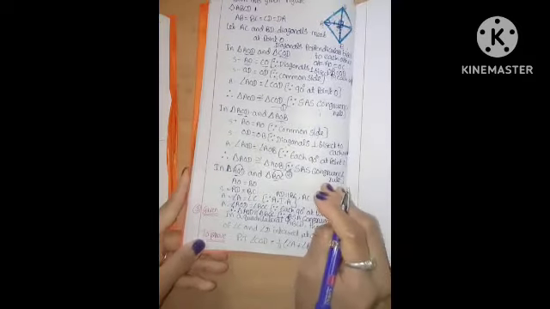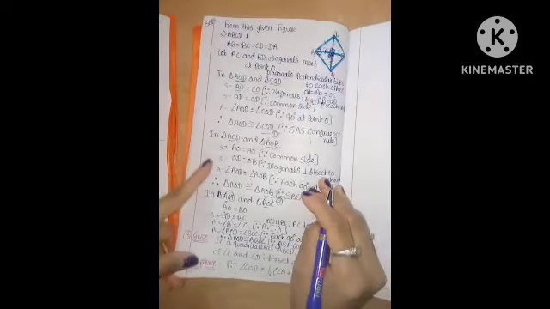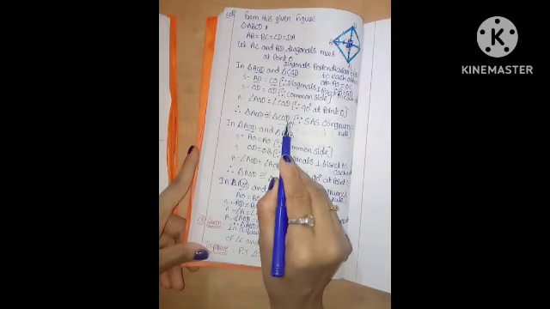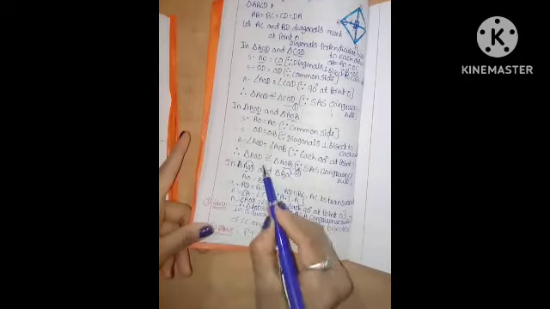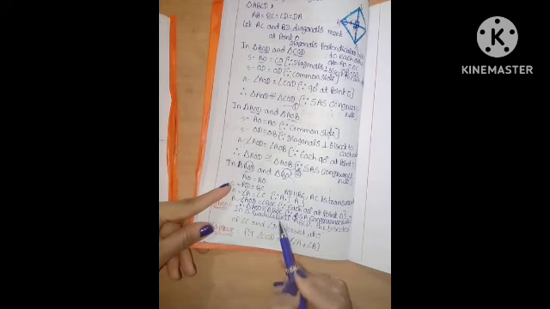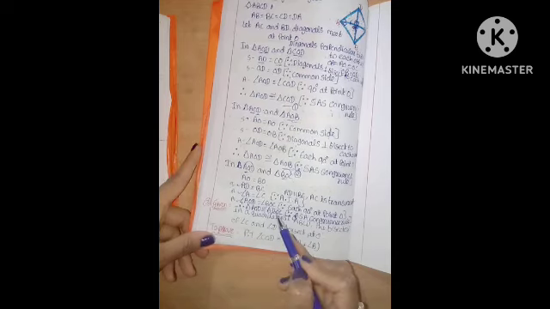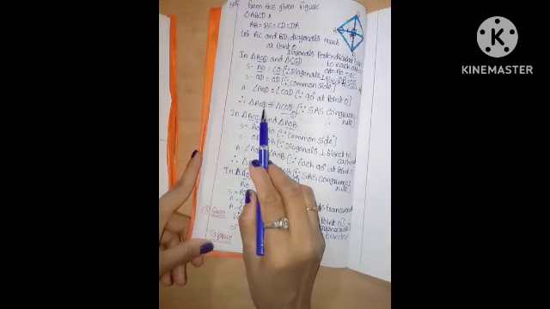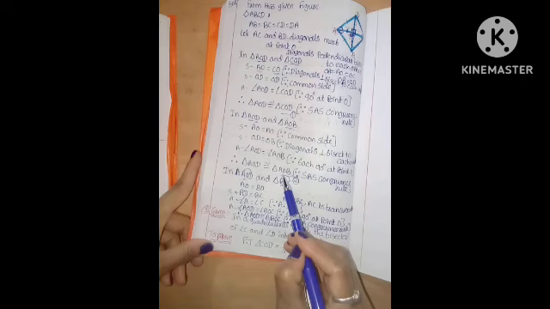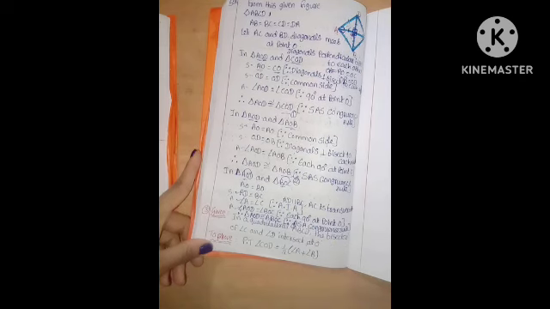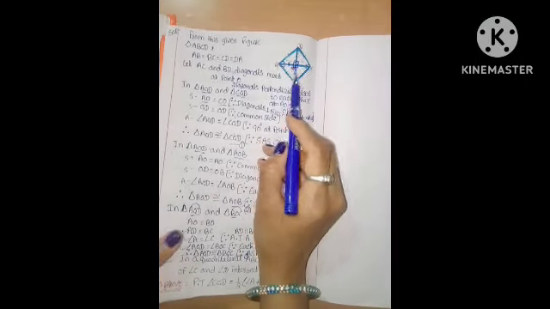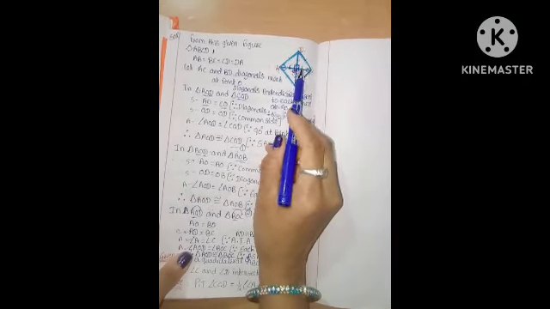From equation number 1, 2 and 3, what will we get? Triangle AOD is congruent to triangle COD, and AOD is congruent to triangle AOB, and AOD is congruent to triangle BOC. So what do we conclude here? Triangle AOD is congruent to triangle COD, triangle AOB, triangle BOC. So all the triangles are congruent triangles.